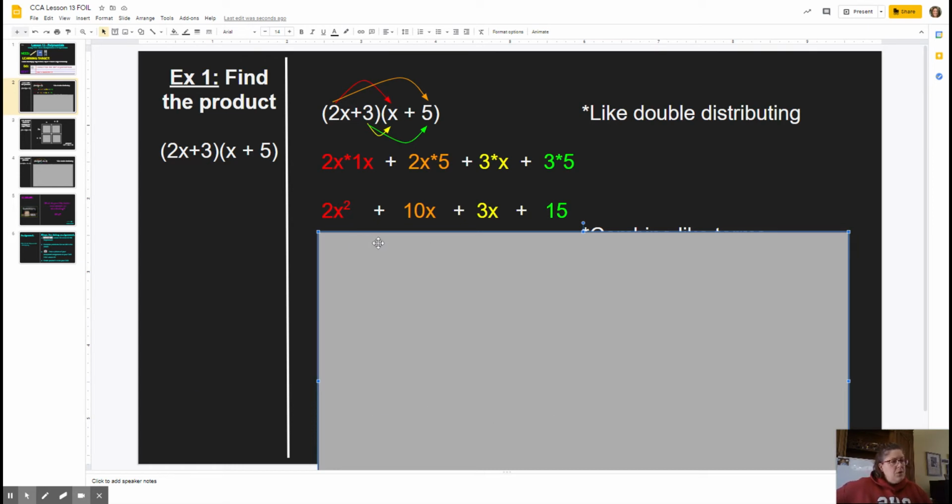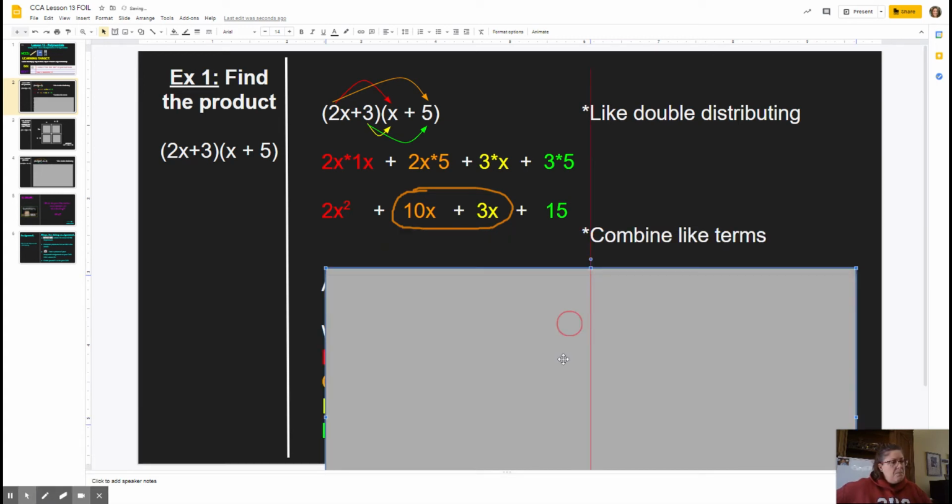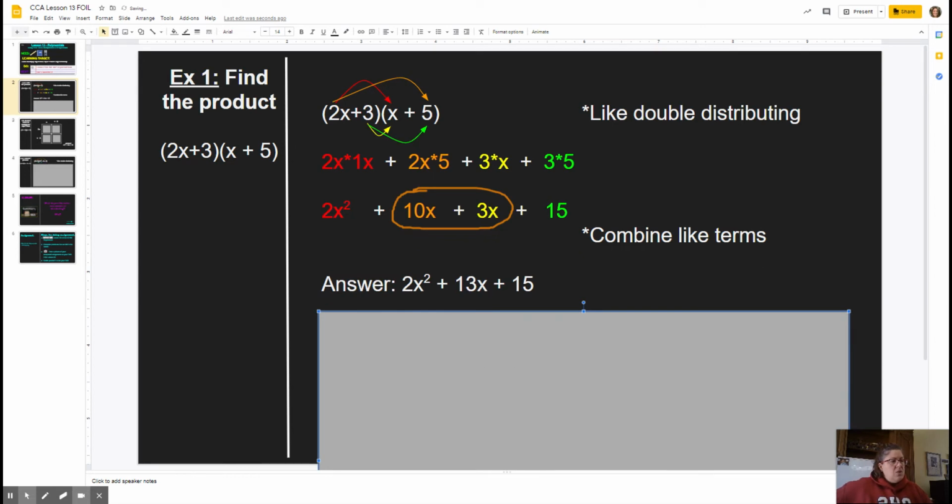From here, then, you need to make sure that you simplify. And if you look closely, I do have 2 like terms right here. I've got 10x and 3x, and they're both positive. So I'm going to put them together to become 13x. So my simplified answer is 2x squared plus 13x plus 15. And I know that I can't do anything else because there are no like terms in that final expression. Okay, 2x squared plus 13x plus 15.